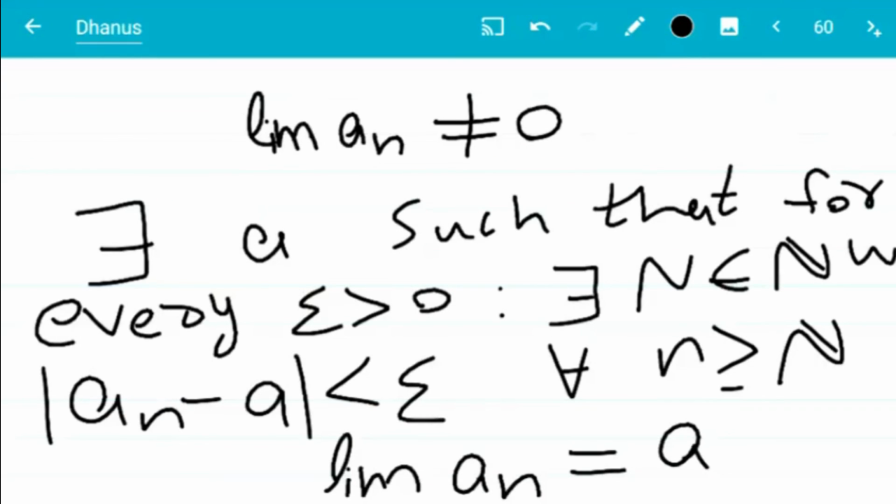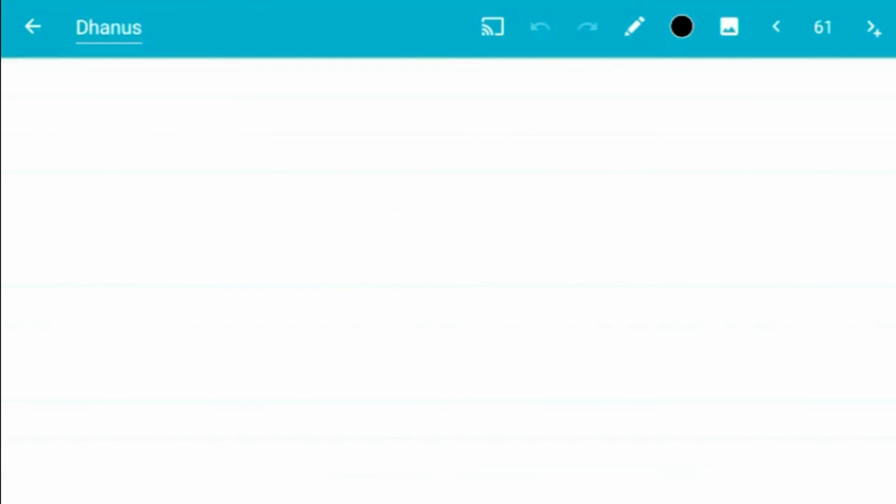So what was the confusion actually? Yeah, actually here it says limit of n not equal to 0. Does that imply that the limit of n exists and is some other real number? Yes, sir, it can mean that. That can be true.